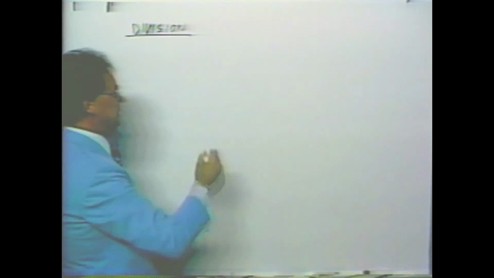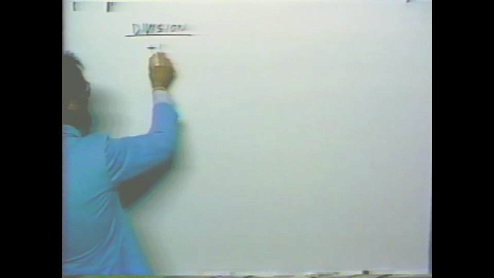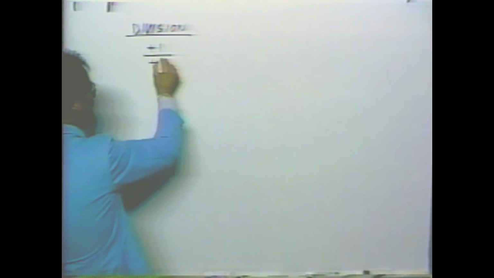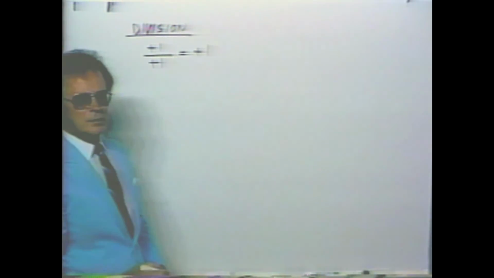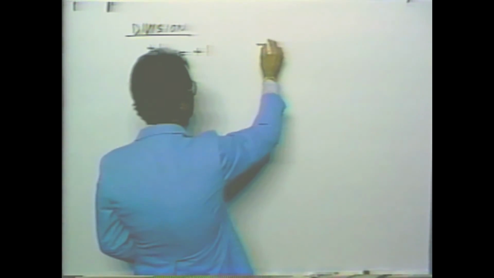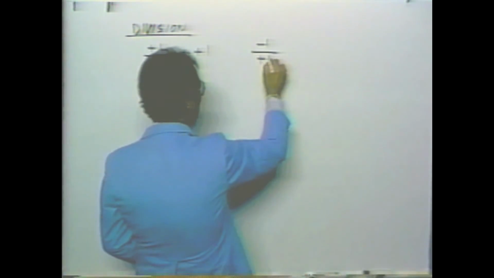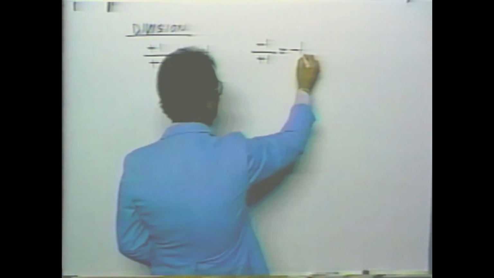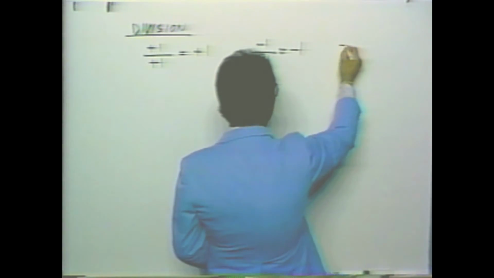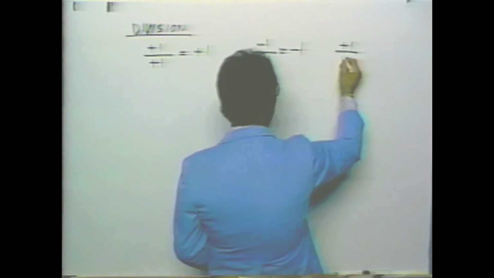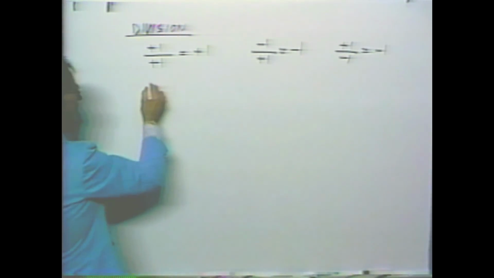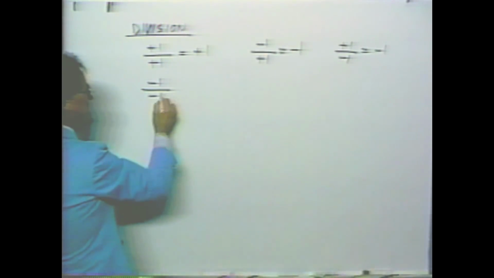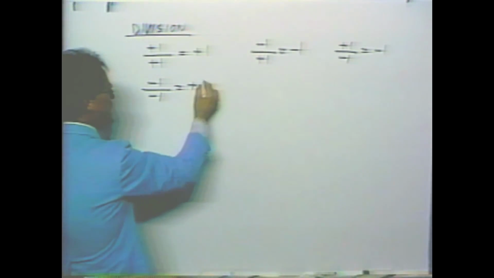The next is division. In division, if we have plus 1 divided by plus 1, the answer will be plus 1. If we take minus 1 divided by plus 1, the answer is negative 1. If we take plus 1 divided by negative 1, the answer is again negative 1. And negative 1 divided by negative 1 is positive 1.